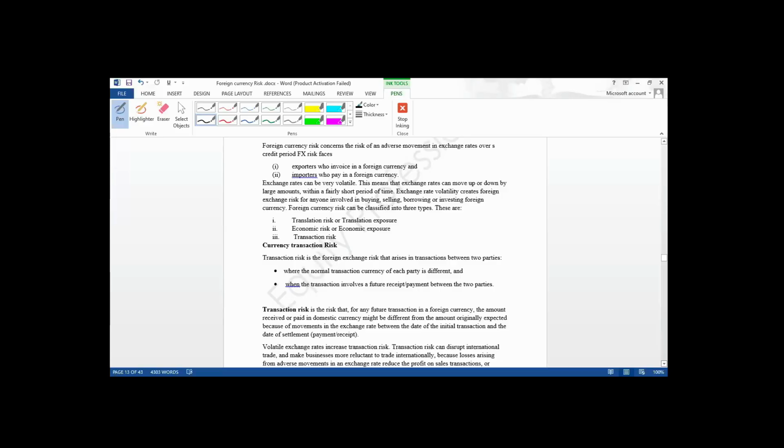Transaction risk is the foreign currency risk or foreign exchange risk that arises in transactions between two parties where the normal transaction currency of each party is different, and when the transaction involves future payments or future receipts.